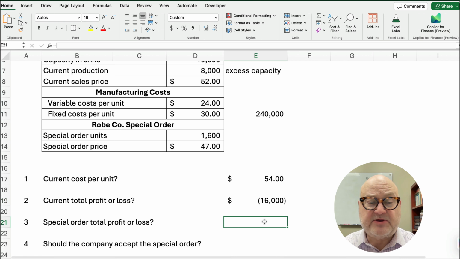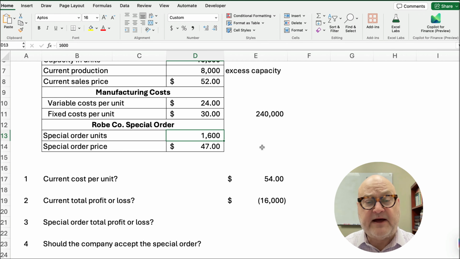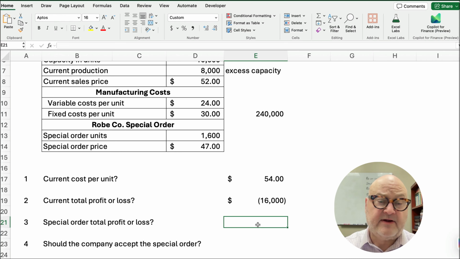What is the special order profit or loss? Somebody comes along and says, look, we'd like to buy 1,600 at $47. What is the profit or loss going to be? And a lot of times people will just say, because it's so easy, well, it cost me 54, I'm going to sell it at 47, I'm losing $7 each.